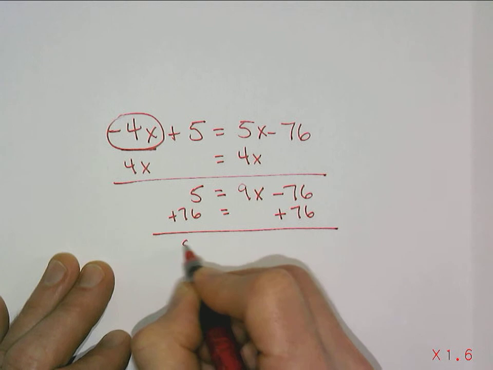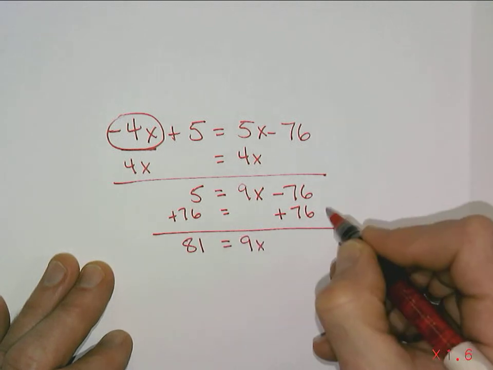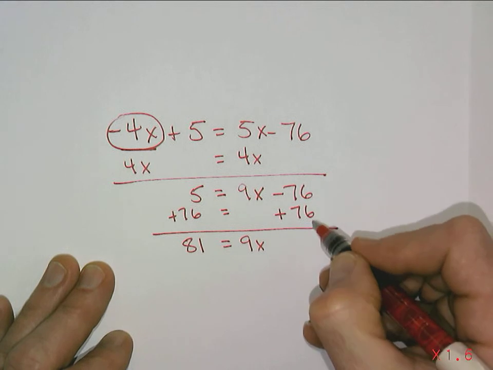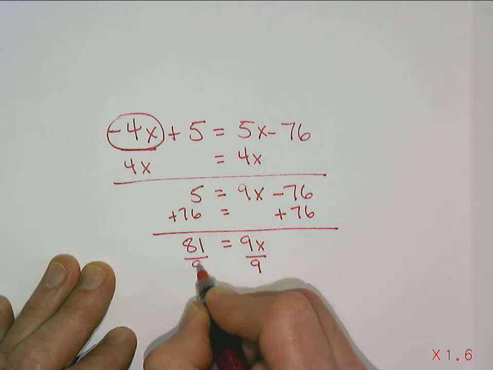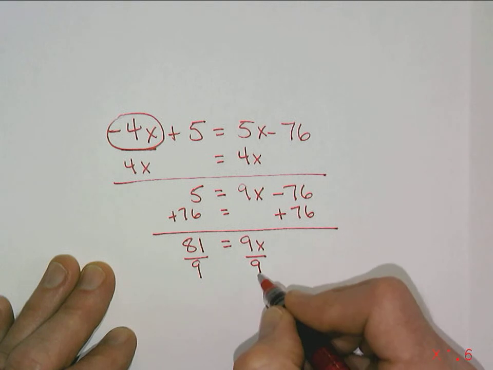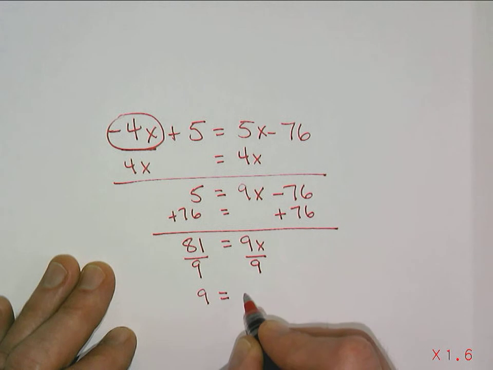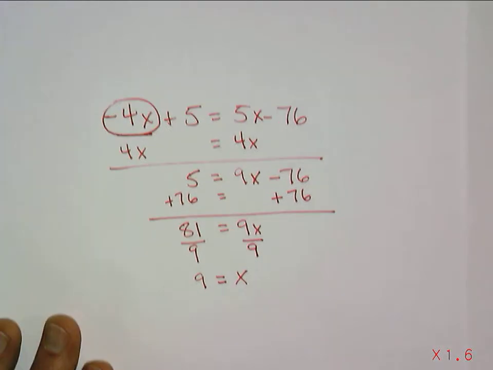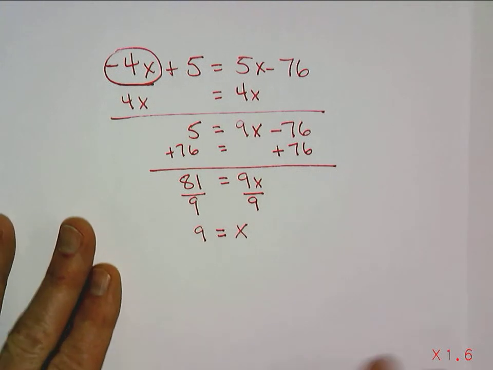76 plus 5 is 81, equals 9x. And the 76's go away because I've used the additive inverse to make that happen. And then the third step is divide both sides by the multiplier of x. 9 is the multiplier of x, it's the number in front of x. And so that makes that 1, and 81 divided by 9 is 9, so 9 equals x. And that's my solution, which I'm going to go ahead and check, make sure that works.